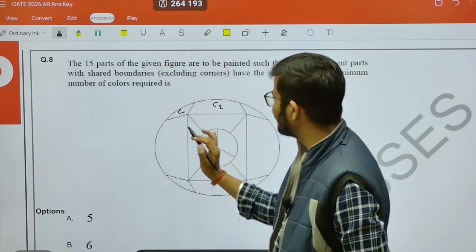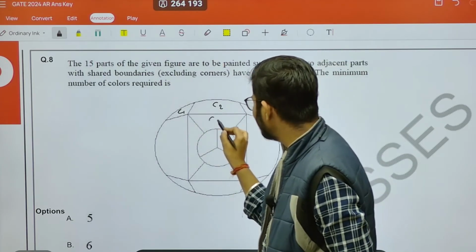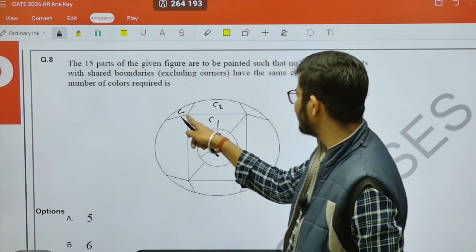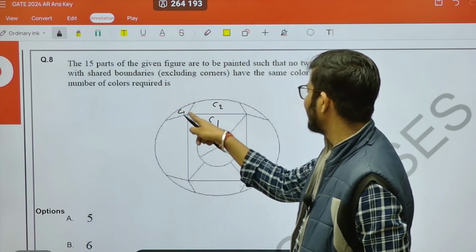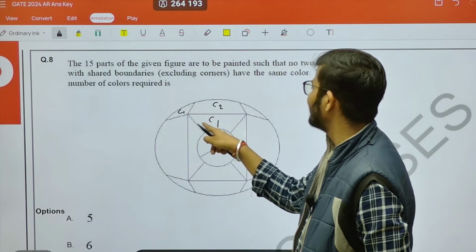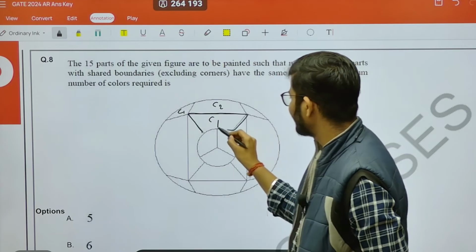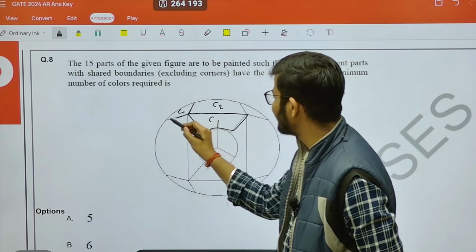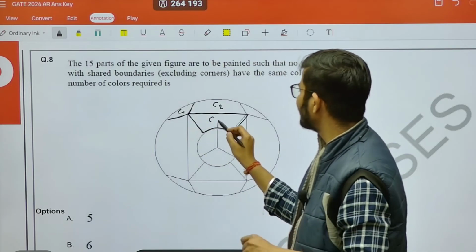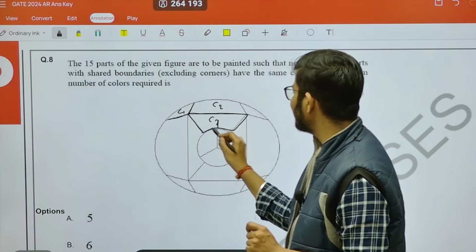Now if this is C2, we can keep anything here. If this is C1, because these boundaries are shared, C1, and this boundary is not shared directly with this one. Is it a shared boundary? This boundary and this boundary, they are shared boundaries. So we cannot keep C1 nor C2 here. So we can keep C3 here.